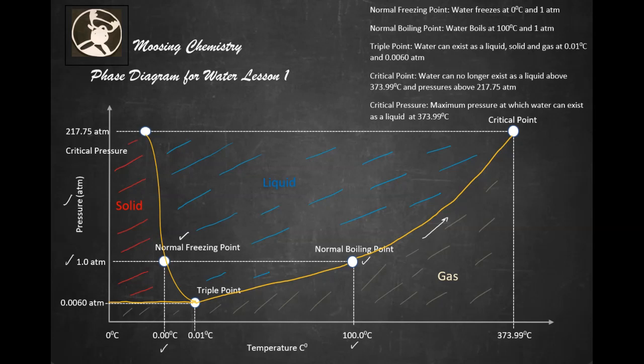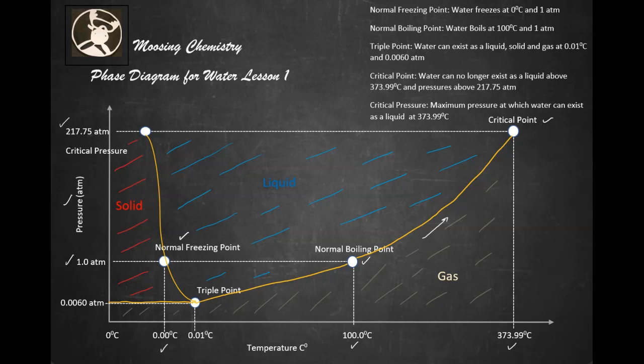But at the critical point, that's the point where at 373.99 degrees Celsius and 217.75 atmospheres, water can no longer be kept as a liquid, no matter how much pressure you put upon it. Once it exceeds 373.99 degrees Celsius, you can put all the atmospheres of pressure that you would want on it, but it's still going to turn into a gas.